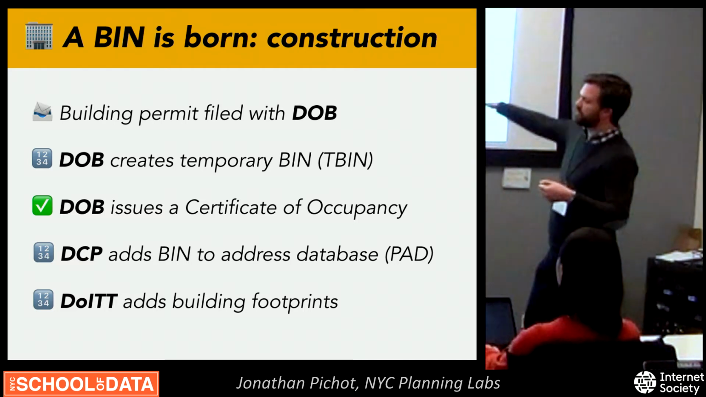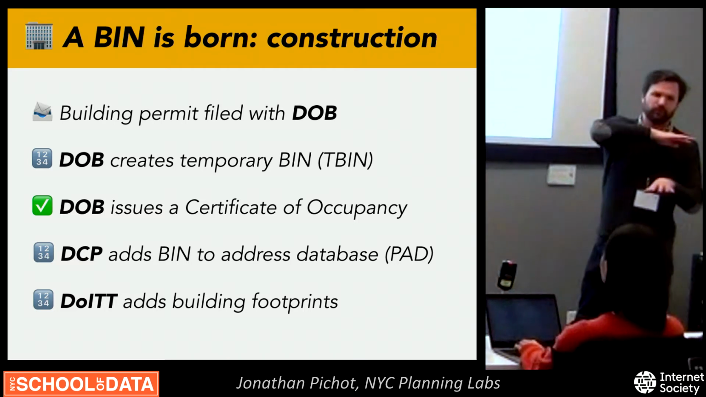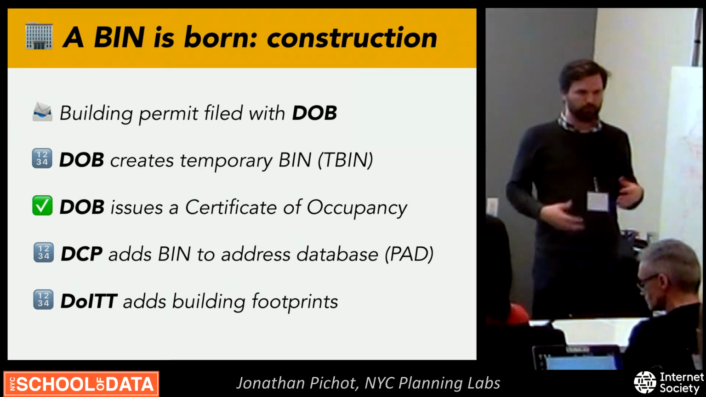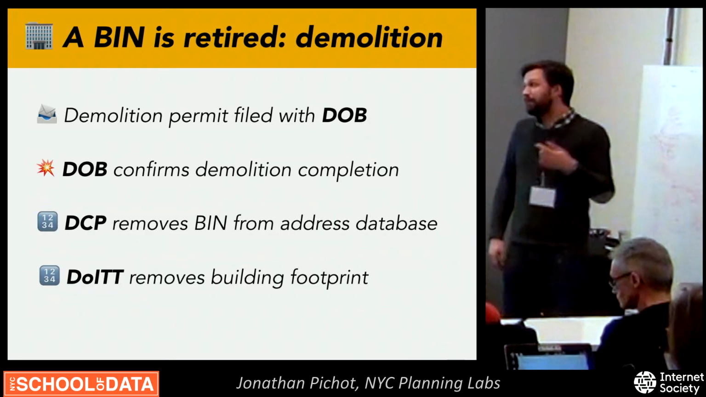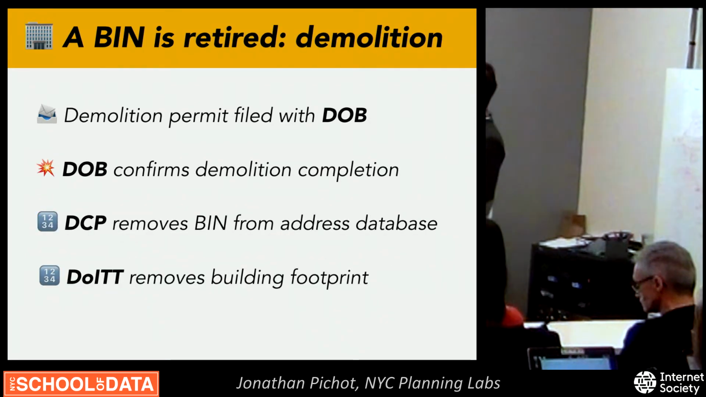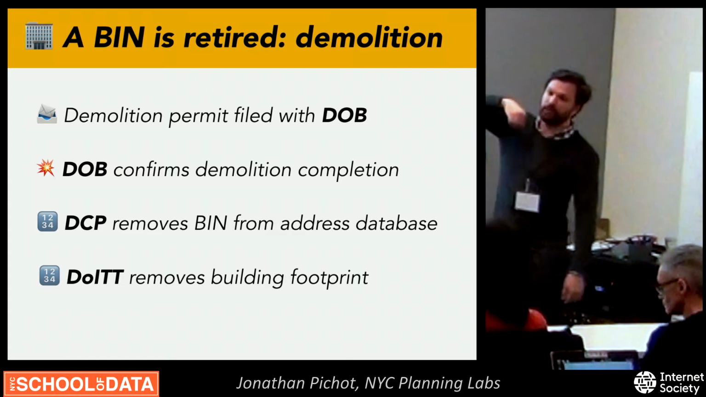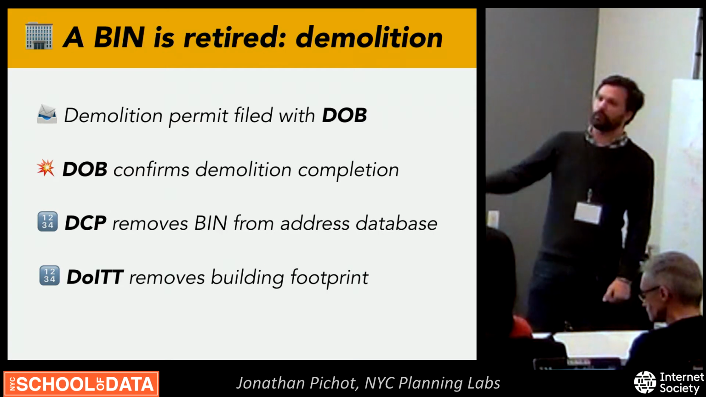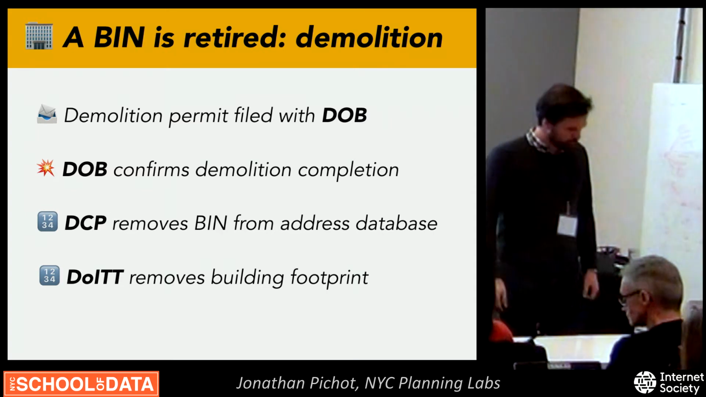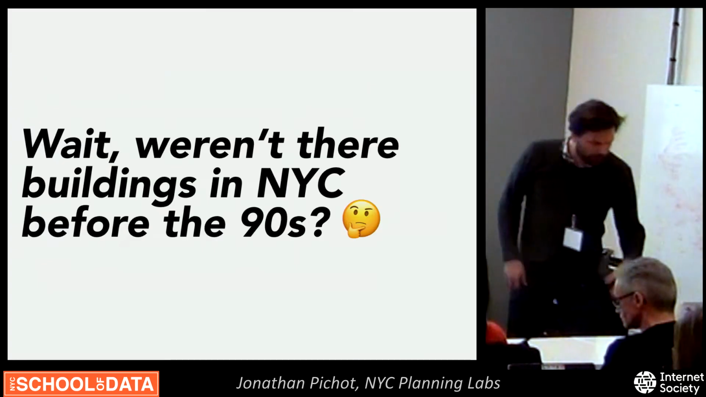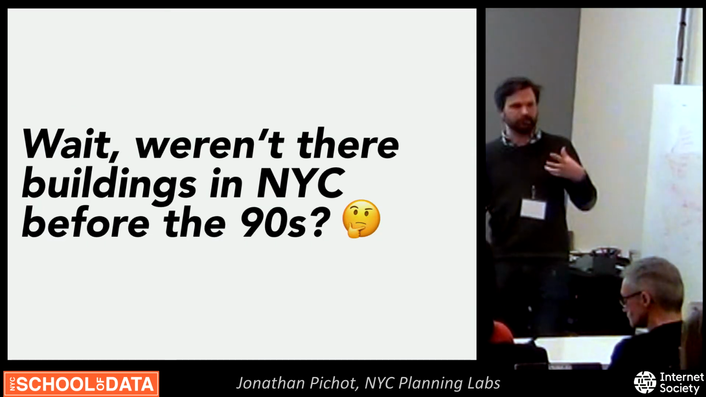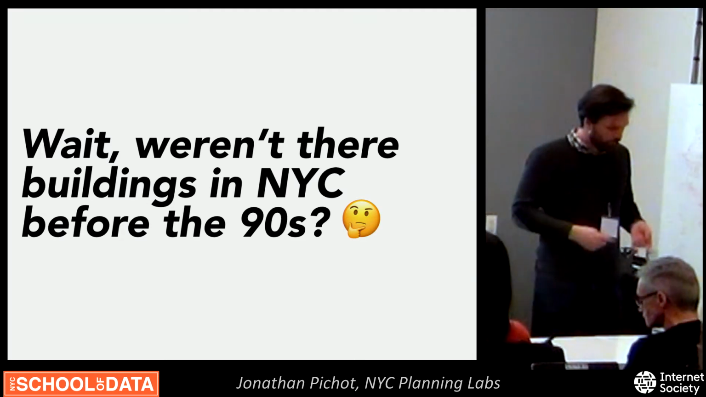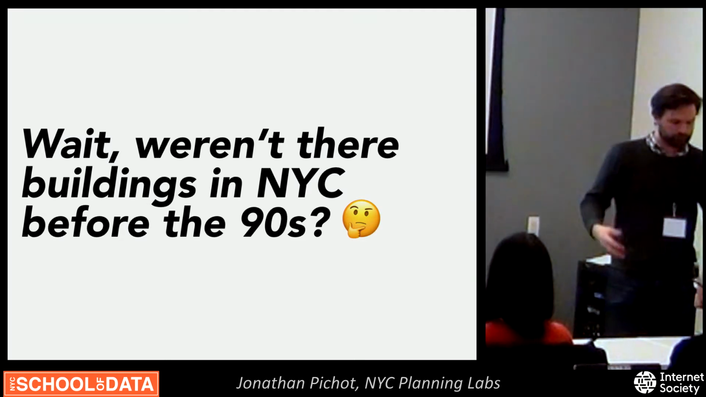And then DOITT, with that planimetric, the aerial photography I mentioned, adds a building footprint for that building. What happens when a building or a BIN is retired? So demolition permits are filed with the Department of Buildings. When DOB confirms that in fact that building is demolished, we remove the BIN, and then DOITT removes the building footprint. But of course, there were buildings before the 1990s, right? That's the functioning of the new construction and new demolition. But how do we catch up?